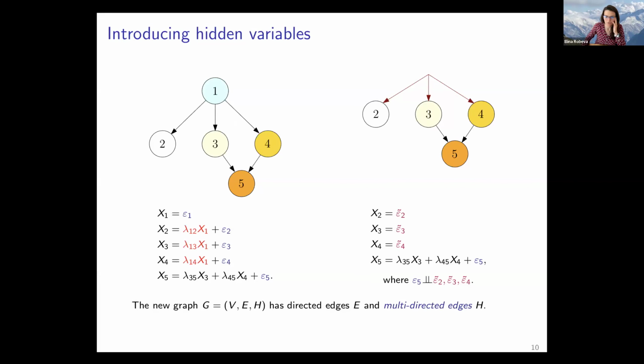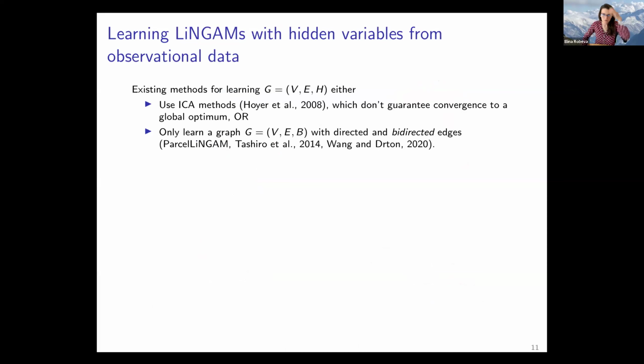And now the kind of graph that we use is one that has vertices, edges, and multi-directed edges, H, which I guess is H for hyperedge, but we call them multi-directed edges. And so how do we learn these models with hidden variables from observational data? You can again use overcomplete ICA, which actually doesn't guarantee convergence to a global optimum, or you could learn the graph sort of in a more combinatorial manner.